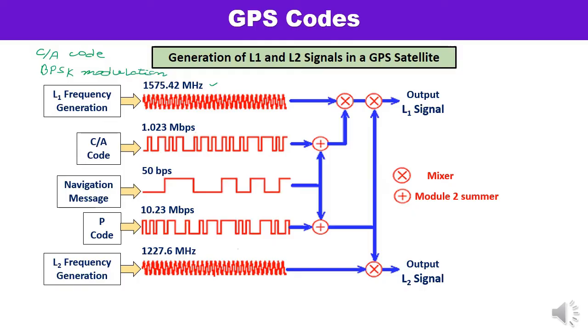And the L1 frequency is 154 times the master clock frequency, so you can calculate it: L1 equals 154 times the master frequency, and the master frequency is 10.23 megahertz. The clock rate of the coarse acquisition code is 1.023 Mbps, and the C/A code sequence has 1023 bits.